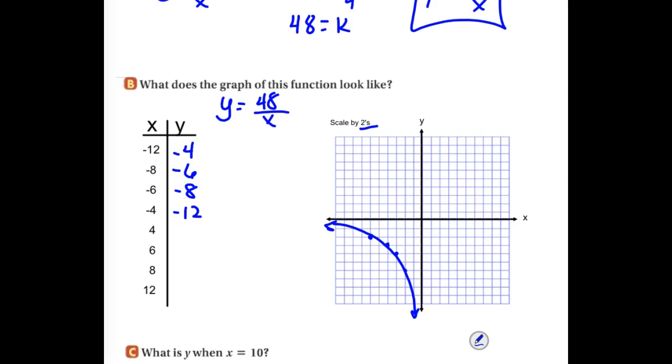Now let's look at what happens when we put positive values in. If we put a positive 4 in, we get positive 12. Positive 6 gives us a positive 8. Positive 8 gives us a 6. And 12 gets us a 4. Okay, so now we plot those. All right, 4, 12, 6, 8, 8, 6, and 12, 4.